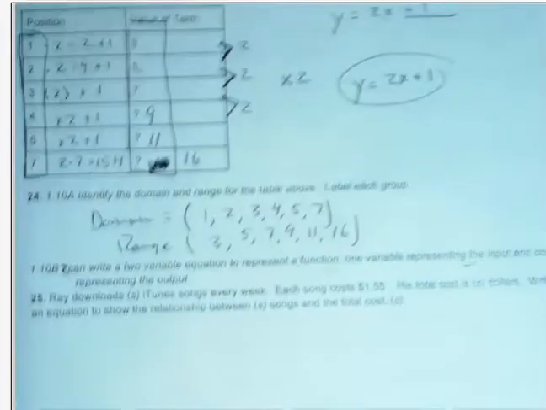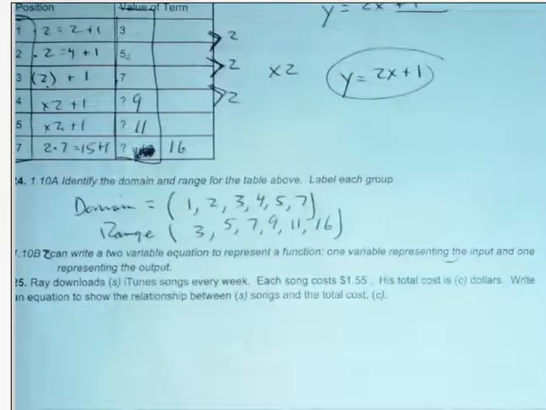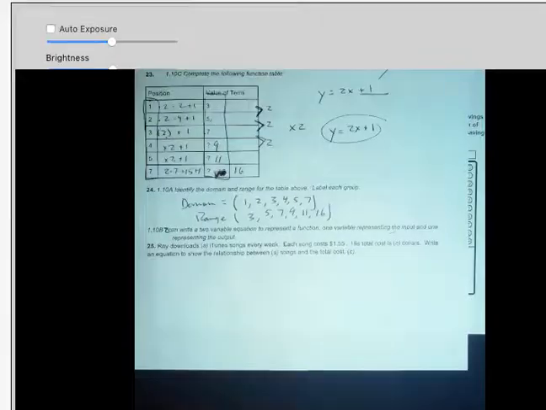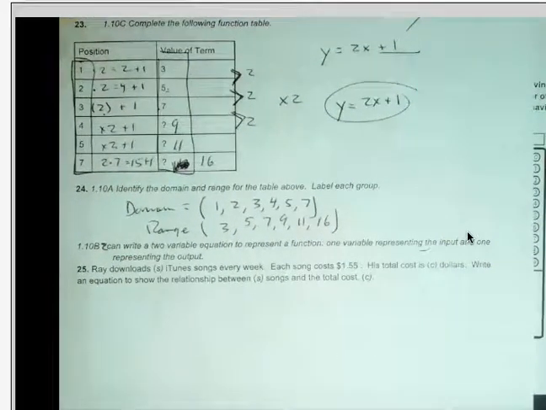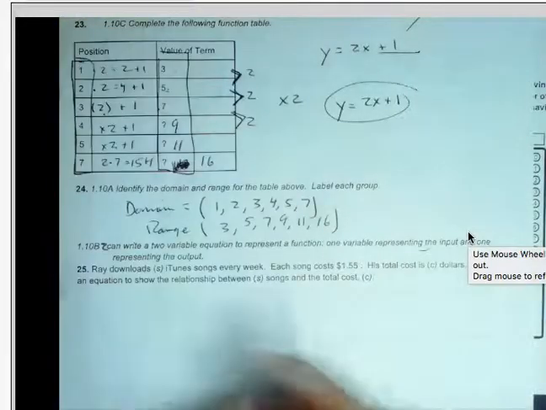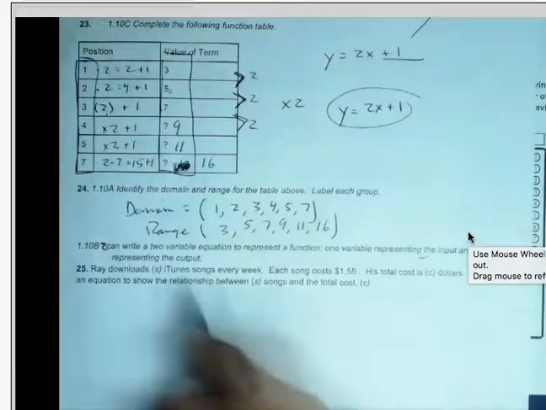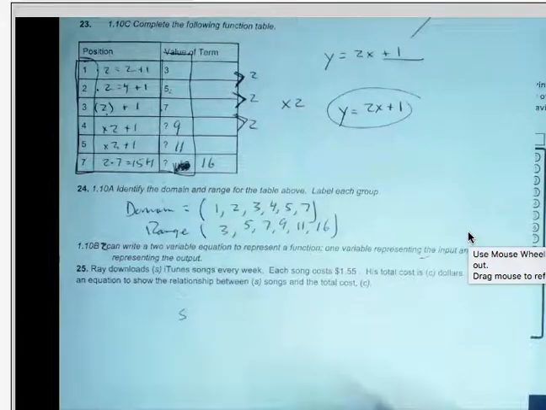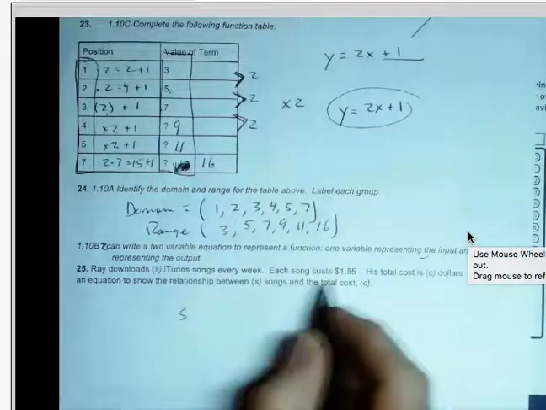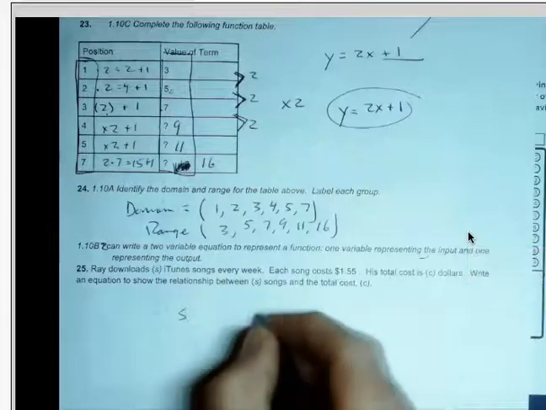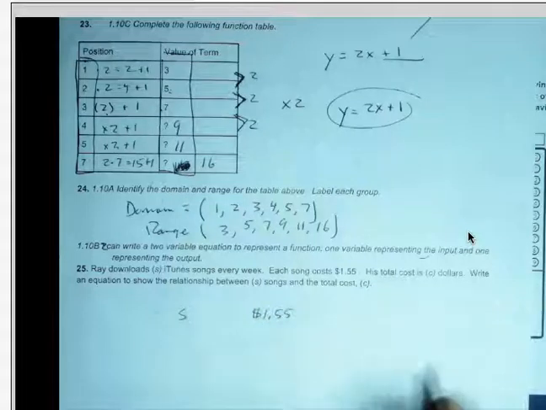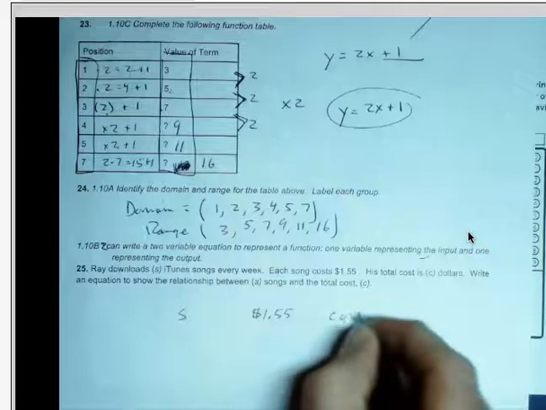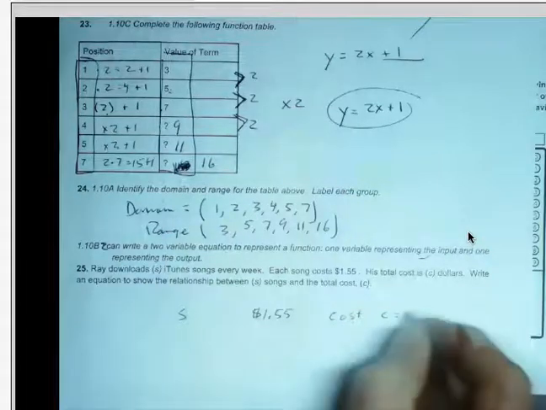So we'll take a look here. Gotta go even smaller. Sorry, folks. Technical difficulties. All right. So Ray downloads S iTunes songs every week. So he downloads some songs. Each song costs $1.55. His total cost is C dollars.